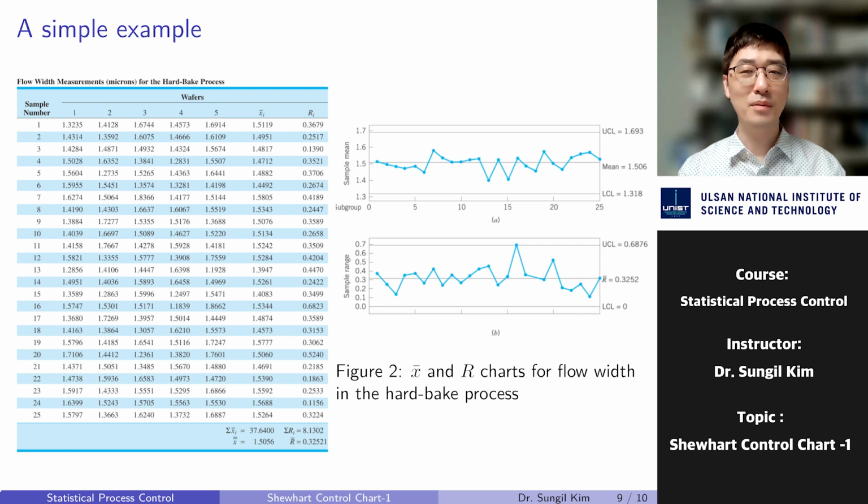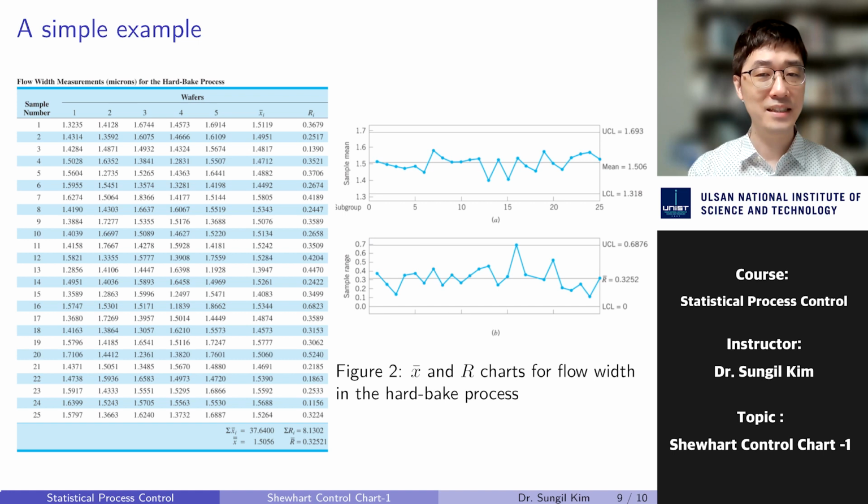Here is a simple example. Let me go through those 5 procedures with this example. Suppose that we regularly collected 25 samples, each of which consists of 5 observations. From each sample, we calculated the sample mean X bar and sample range R. Consequently, we obtained 25 values of X bar and 25 values of R. Next, we plotted those values versus the sample index as shown in the right figure. In these figures, horizontal dashed lines represent the upper control limit and the lower control limit.